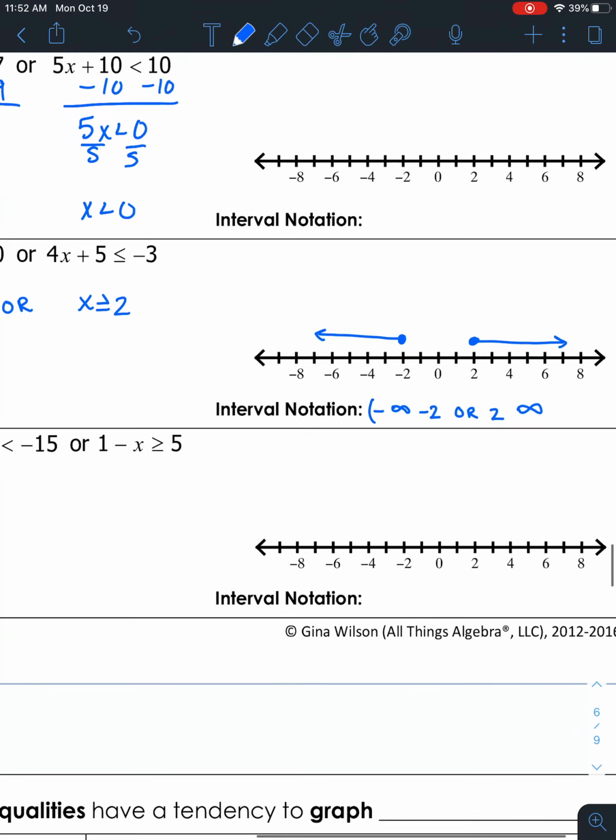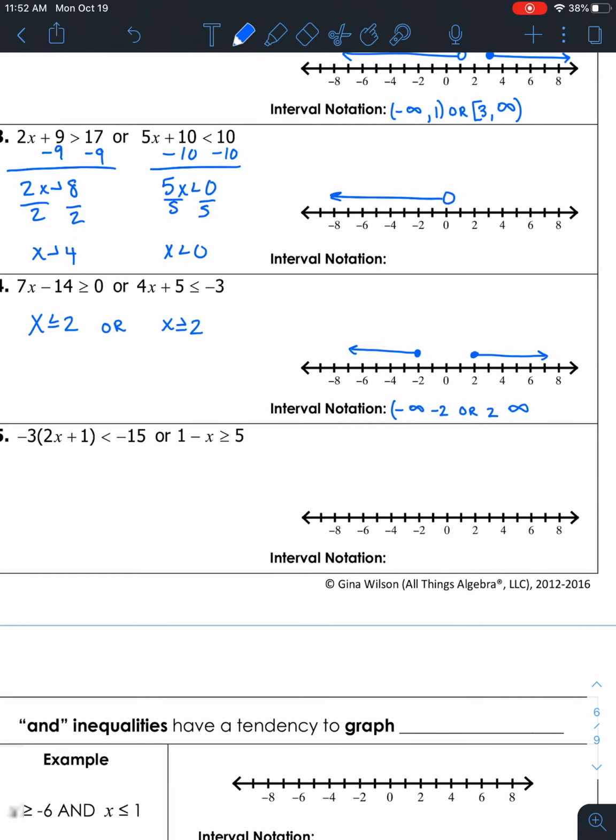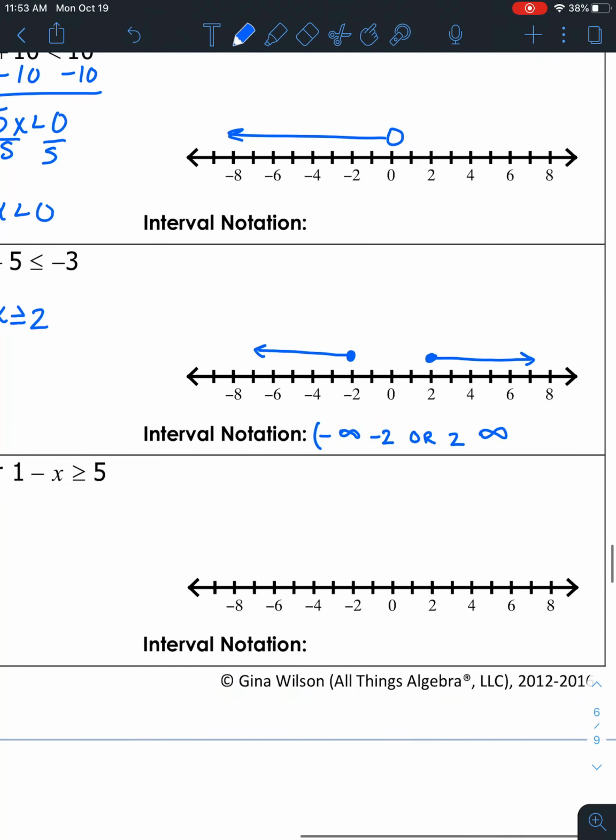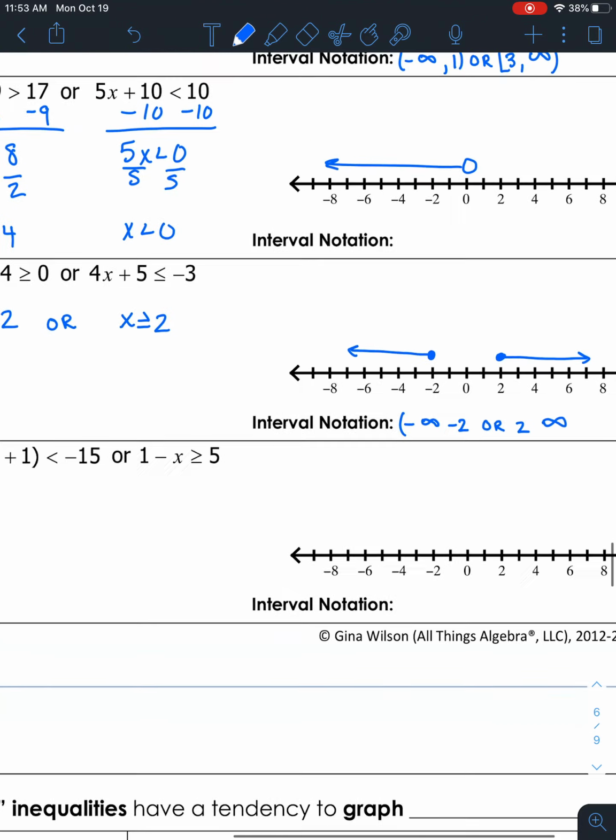All right, let's plot these. So I'm going to start with 0. 0 is an open circle, letter symbol number form, shading in that direction. Then I have x is greater than 4. Let's see, is that a great? Yep, just greater than.